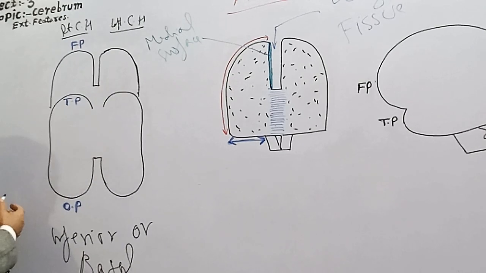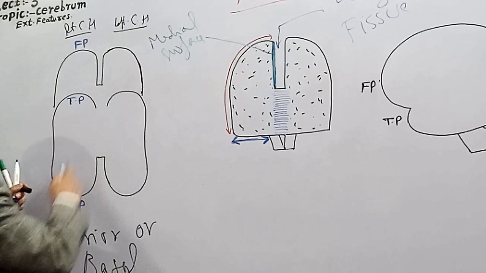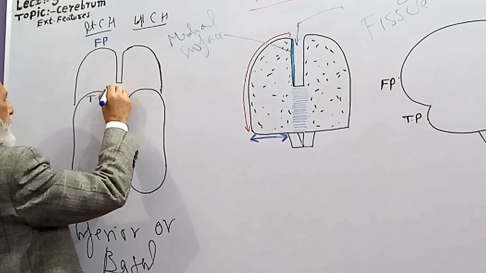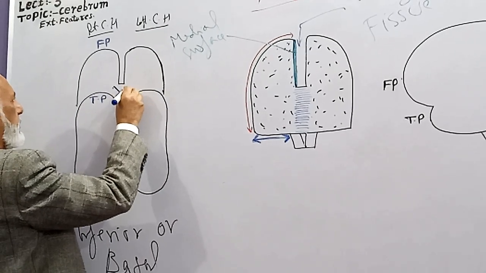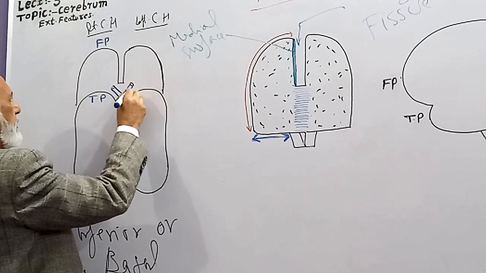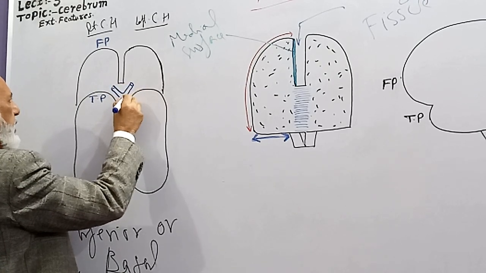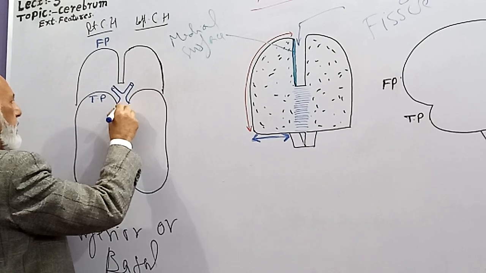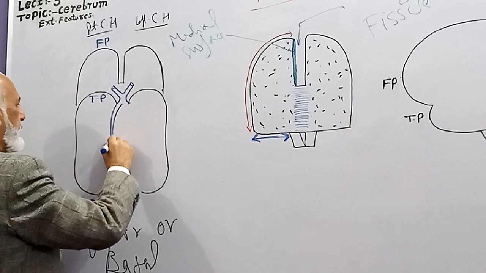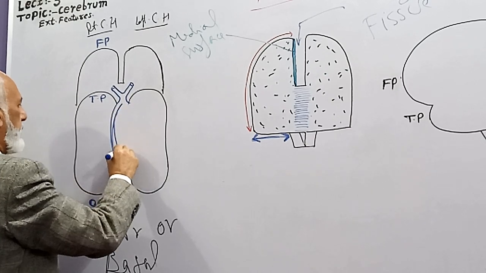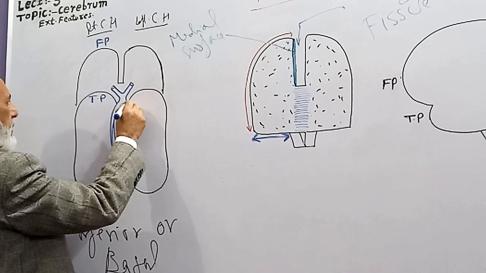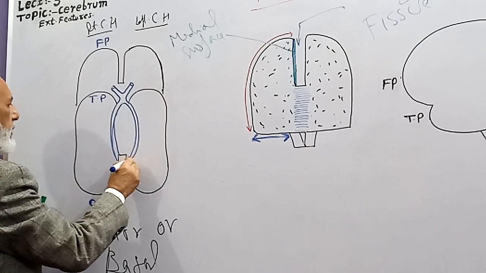Here there are midline structures. For example, here is the optic nerve, right and left optic nerves, then optic chiasma, and then right and left optic tracts in the middle line.